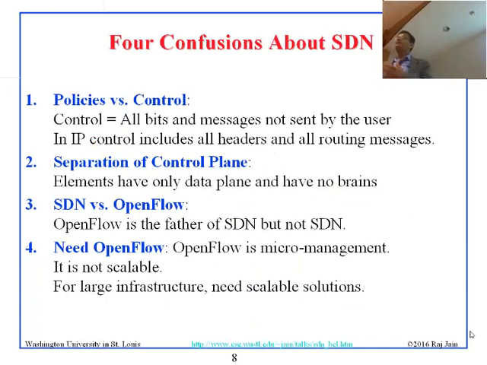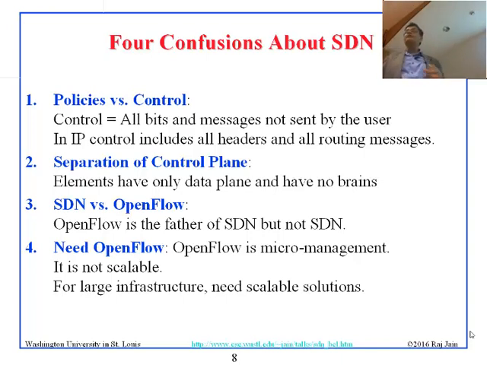There are 4 confusions about SDN. When you read about SDN, you will find papers after papers after papers, and some of them may be wrong. And many of them are wrong. First of all, they confuse policies with control. I said centralized policies. I did not say centralized control. Separation of control plane, that's a confusion.